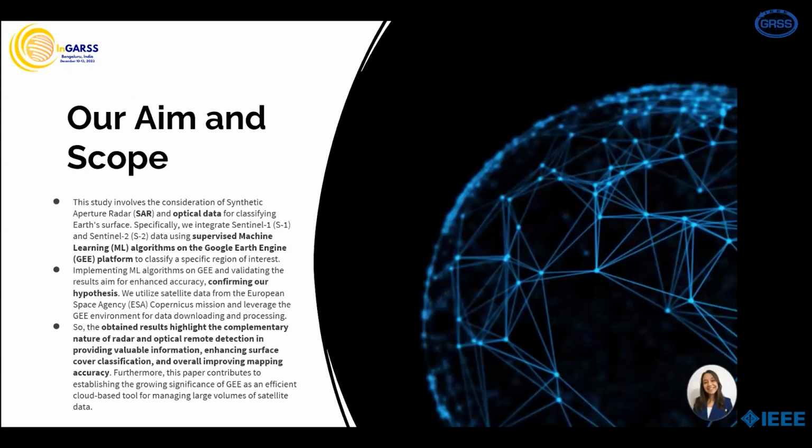Our aim and scope in the study focuses on integration of SAR and optical data for Earth surface classification, specifically utilizing Sentinel-1 and Sentinel-2 data. We employ supervised machine learning on the Google Earth Engine platform to classify a designated region of interest. The implementation of machine learning algorithms on Google Earth Engine, coupled with the result validation, aims to enhance accuracy, validating our initial hypothesis. Satellite data from the European Space Agency Copernicus mission is utilized, and the Google Earth Engine environment facilitates data downloading and processing. The results underscore the complementary nature of radar and optical remote detection, providing valuable information that enhances surface cover classification and overall improves mapping accuracy.